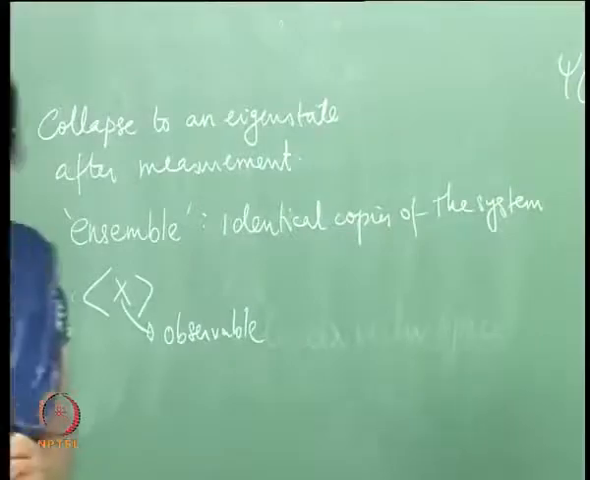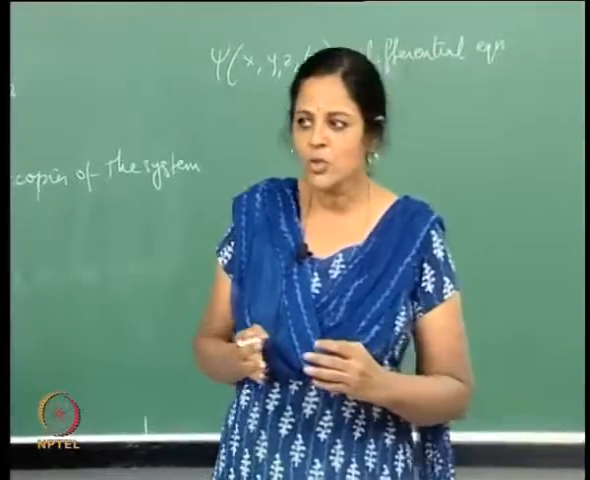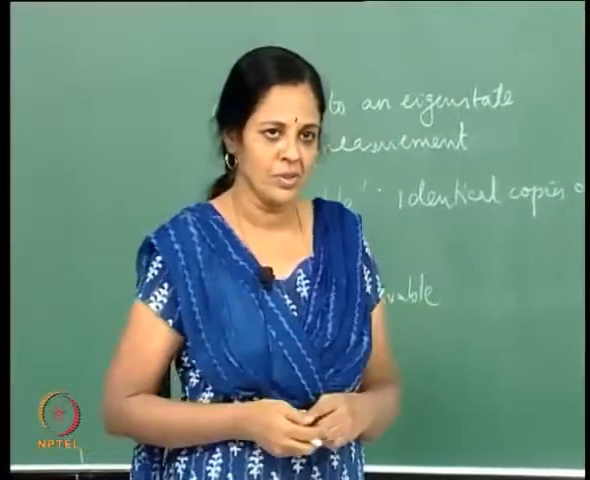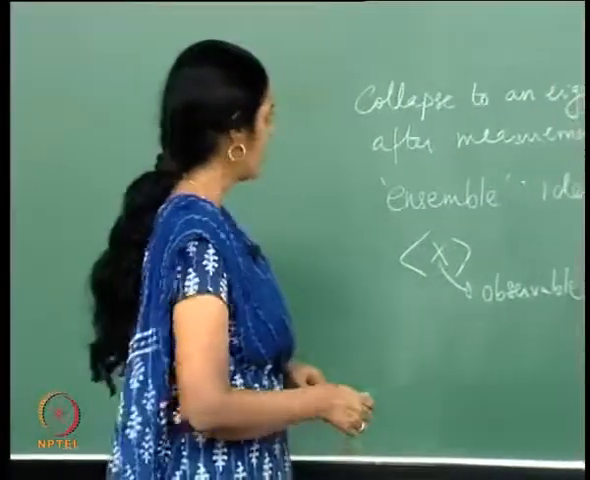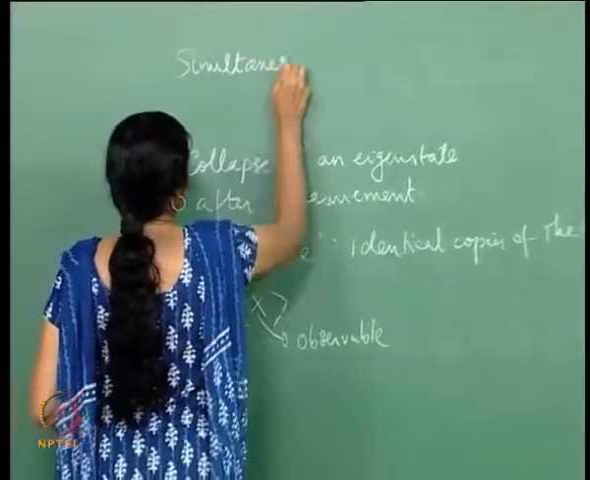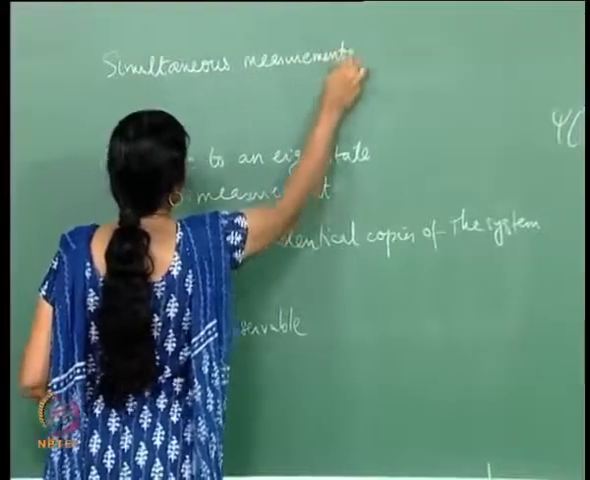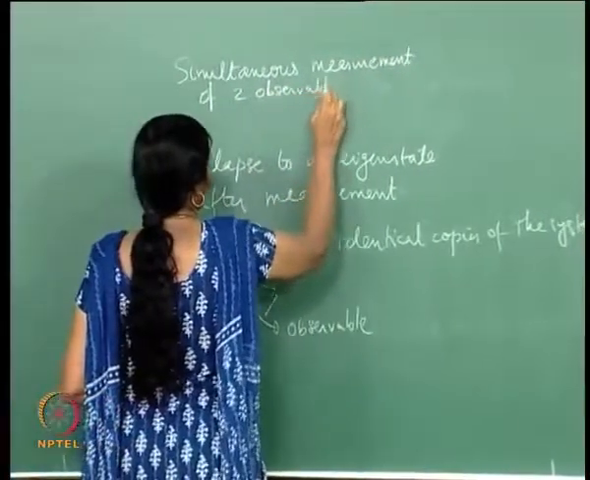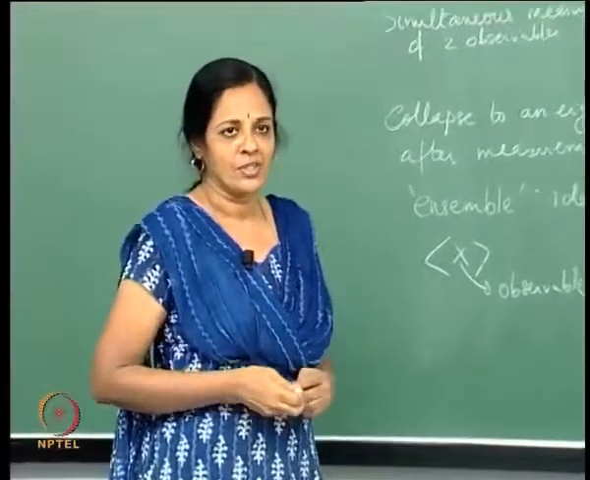Now, we have an interesting question. Suppose we make simultaneous measurement of two or more observables. Is it possible in a simultaneous measurement of these observables? The word simultaneous is very important. Is it possible to get accurate values for both these observables?